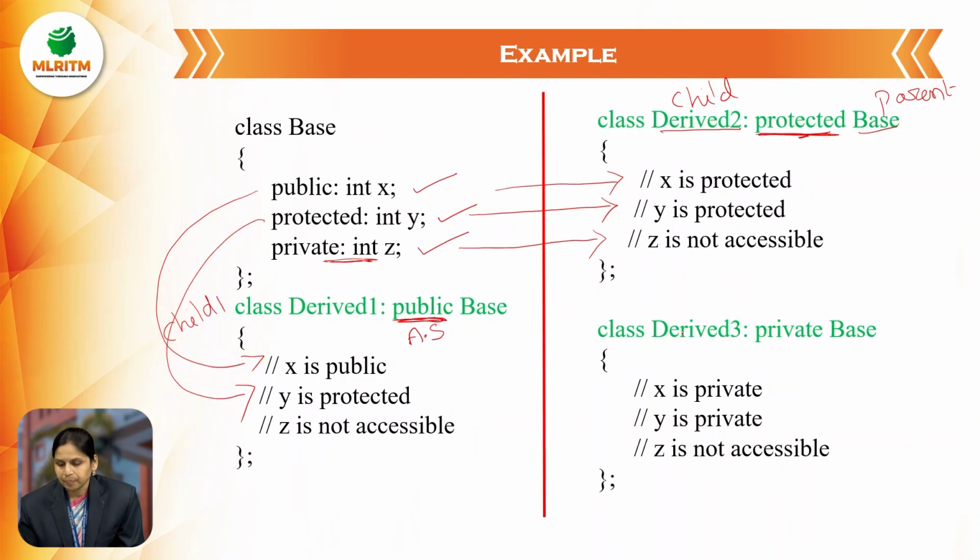Next, third point. Now this is the child class. The child class name is Derived3 and the parent class name is Base. Here we are inheriting the base class concepts in a child class in private mode. When we inherit the base class in private mode, all the public and protected members should be private only.